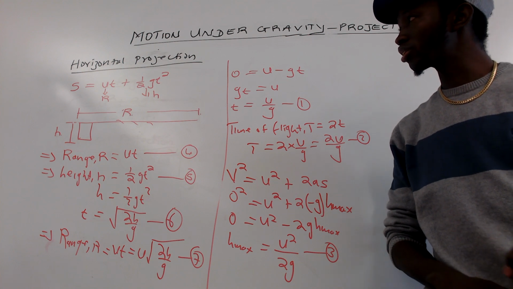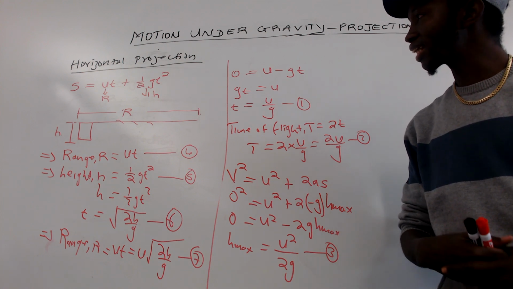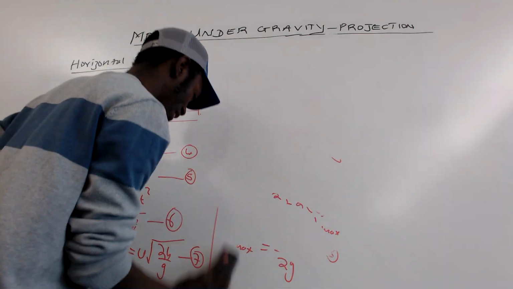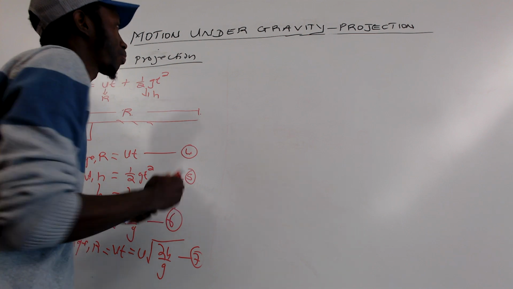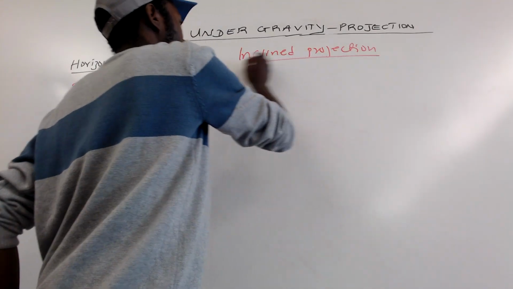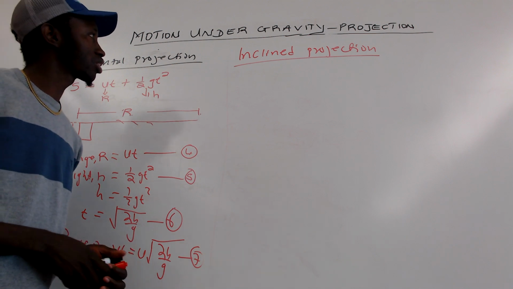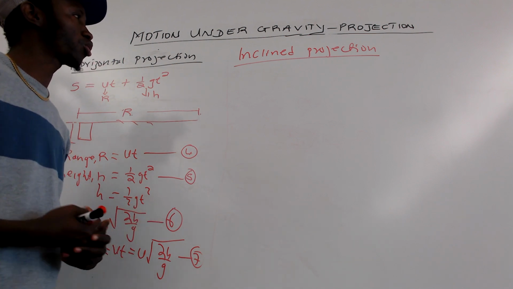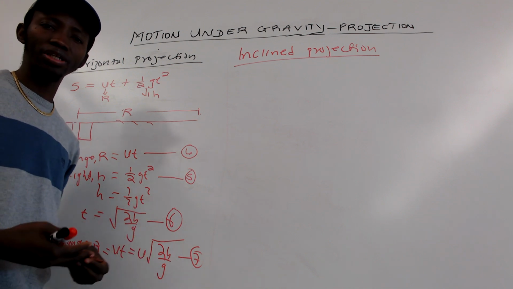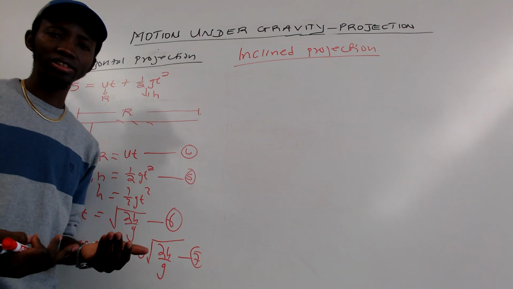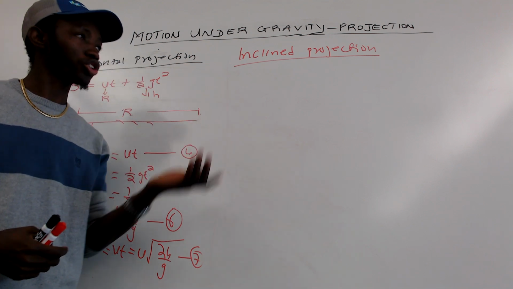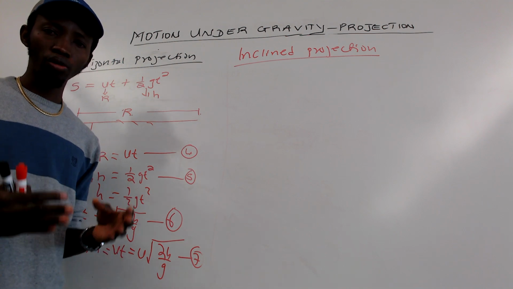So we have completed two projections, the vertical and the horizontal. Now consider the third type, which is the inclined projection. What are the things we consider there? An inclined projection we can also call a projectile. A projectile simply means any object, body, or particle that moves through space on projection, which you can also refer to as projectile motion. We have to take note of this.